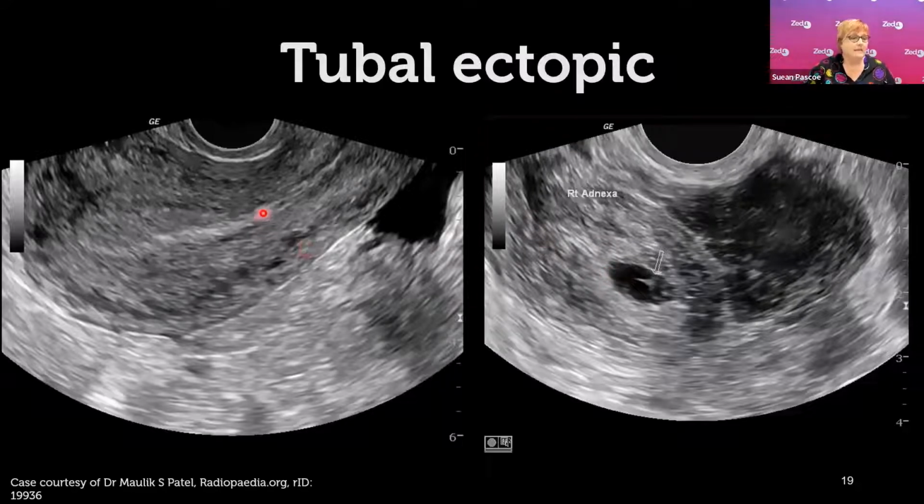The giveaway here, again, is the empty uterus and the presence of free fluid. As we look through the adnexa in this patient, we can see what appears to be an ectopic pregnancy with the yolk sac, and maybe you can even imagine a crown rump length there. And this area here is an area of blood clot.